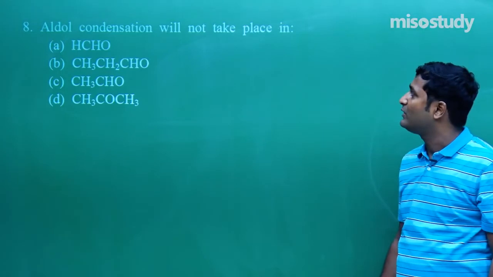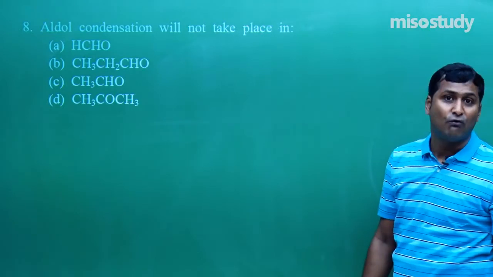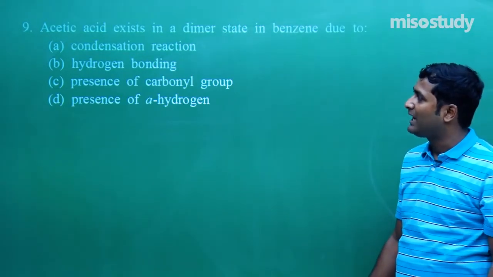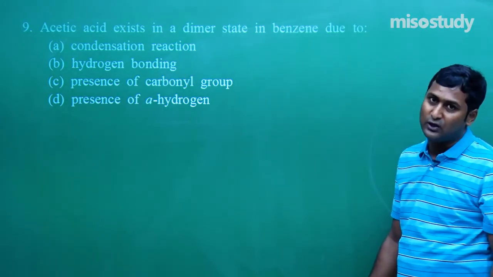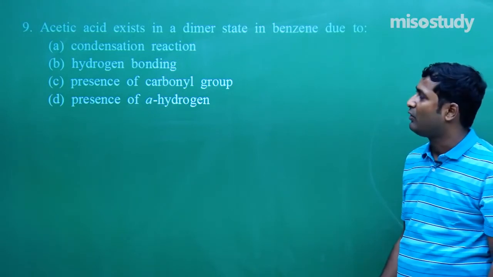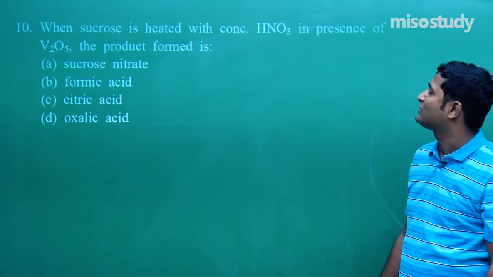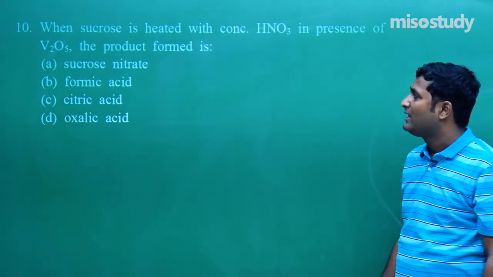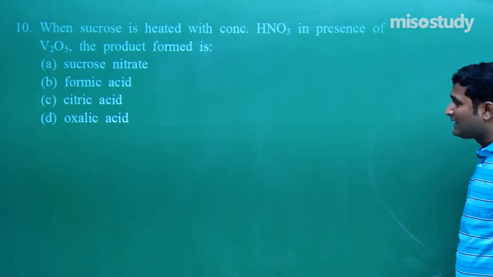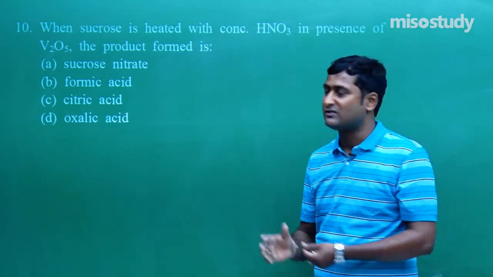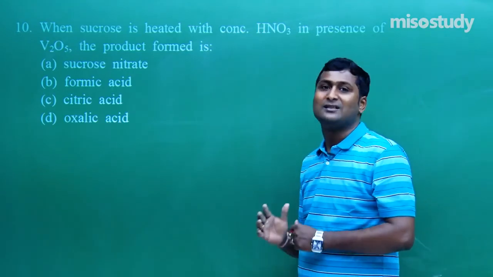Now, aldol condensation will not take place in HCHO, formaldehyde, as I discussed many times. Now question number 9: acetic acid exists in dimer state in benzene due to the presence of hydrogen bonding. Now question number 10, this is simple. When sucrose is heated with concentrated HNO3 in presence of V2O5, the product formed is oxalic acid, COOH. So I think now you can easily solve such questions, it is very easy. So friend, this is the end of today's lecture. Thank you so much.